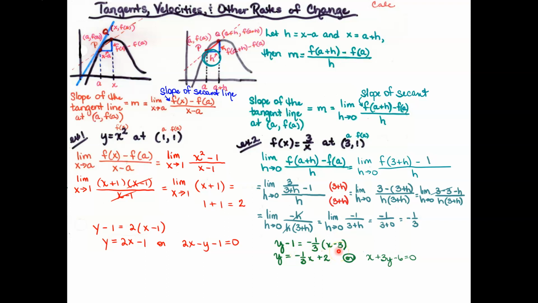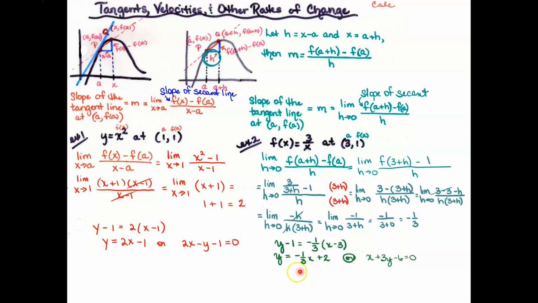And my point was 3, 1, so 3 for x and 1 for y, and the slope we just found was negative 1 third. So there's our point slope form. If we distribute that negative 1 third and move the 1 over to the right hand side, then we would have slope intercept form. And we also could rewrite that in standard form with everything over on one side. But remember, in standard form, you also cannot have any fractions.